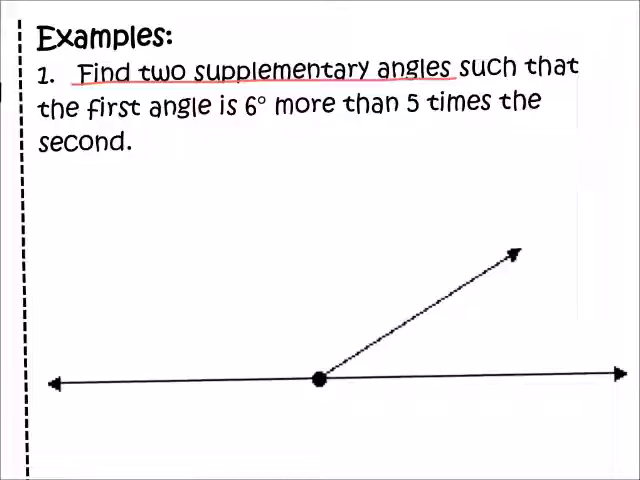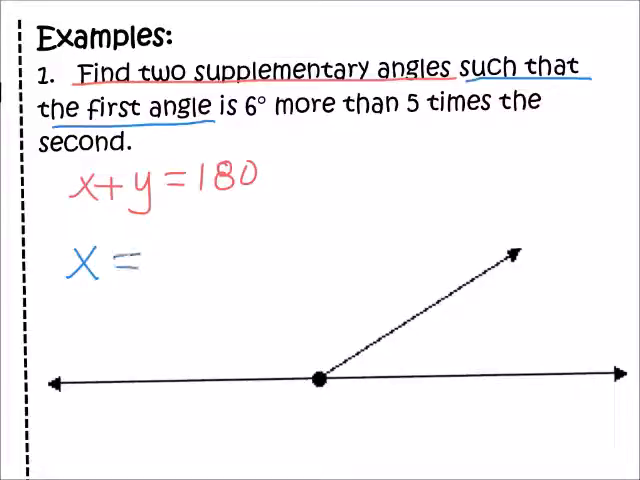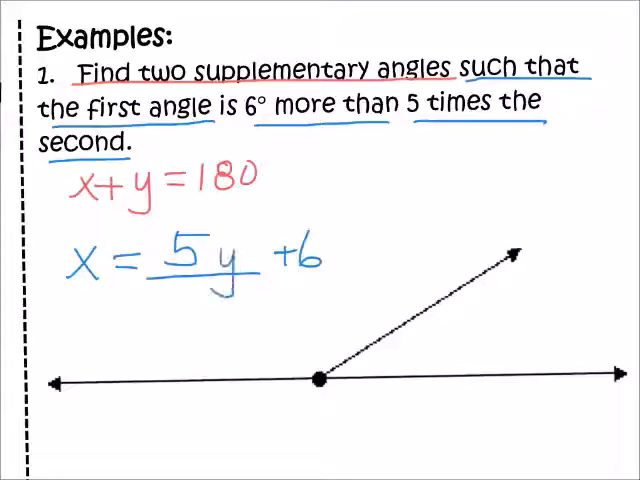And let's continue to read. So we know that, let's label one x and we'll call one y, just so that we have it. So we know that x plus y has to equal 180 degrees. That's one of our equations. Okay, and now we continue on such that the first angle, so we'll say that's angle x, the first angle is 6 more than, so plus 6, and then we're going to put whatever it's more than, 6 more than 5 times the second angle, 5 times the second angle.